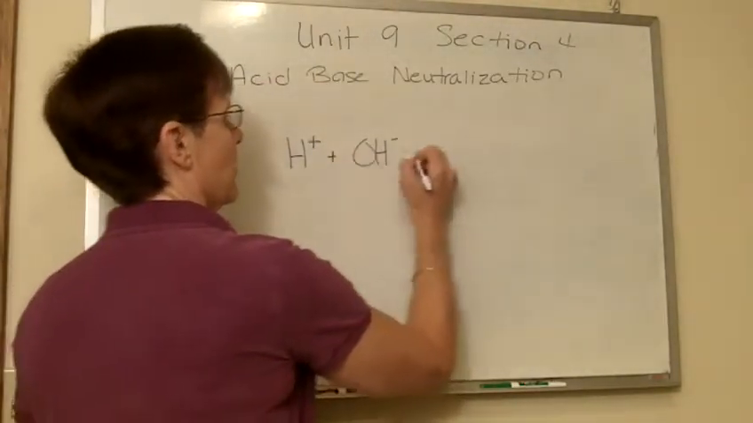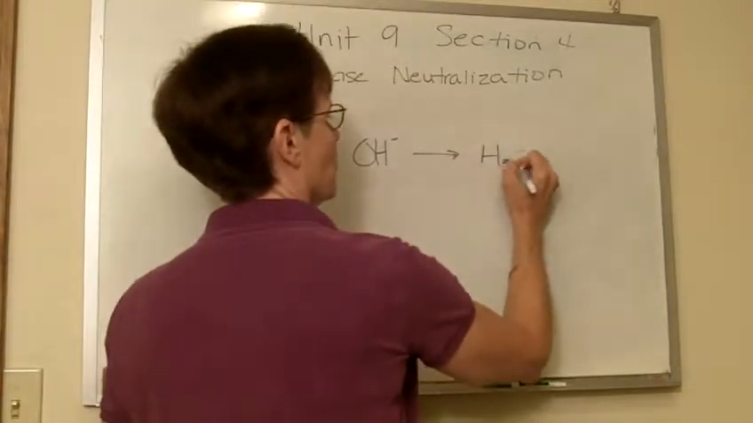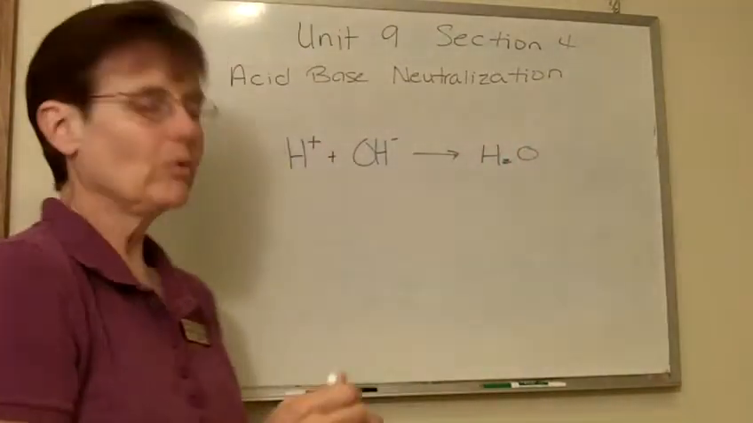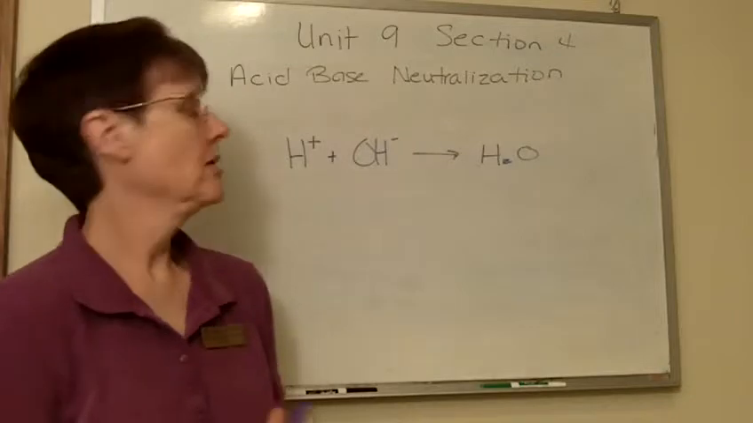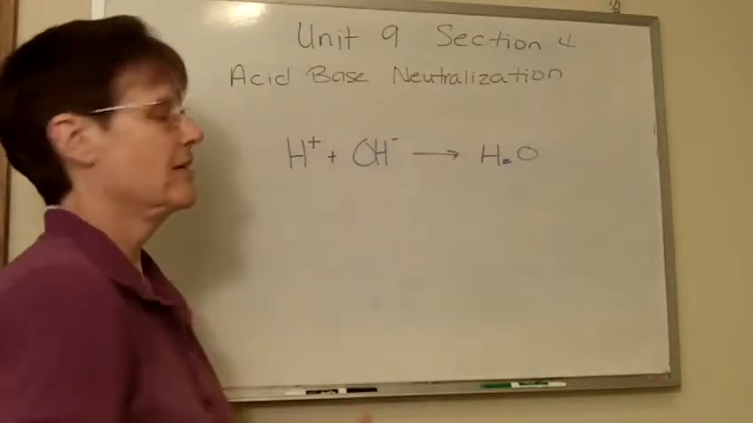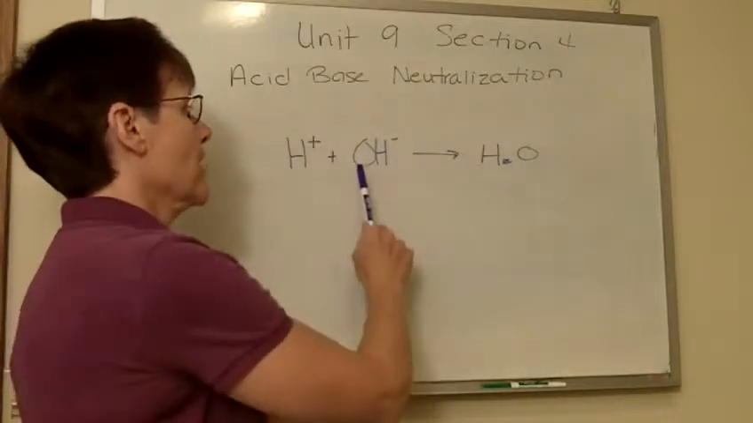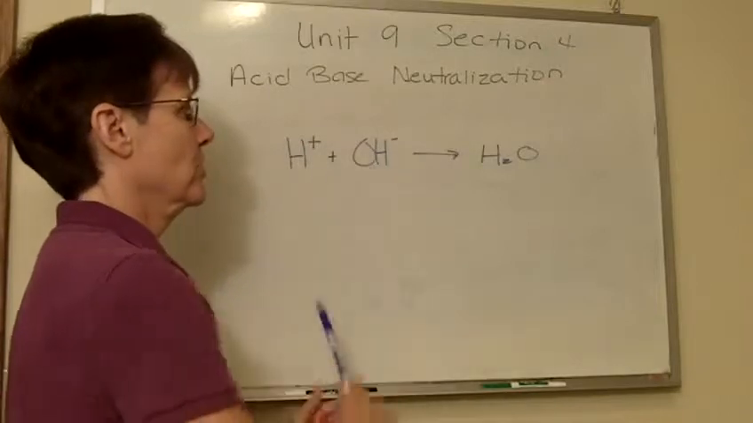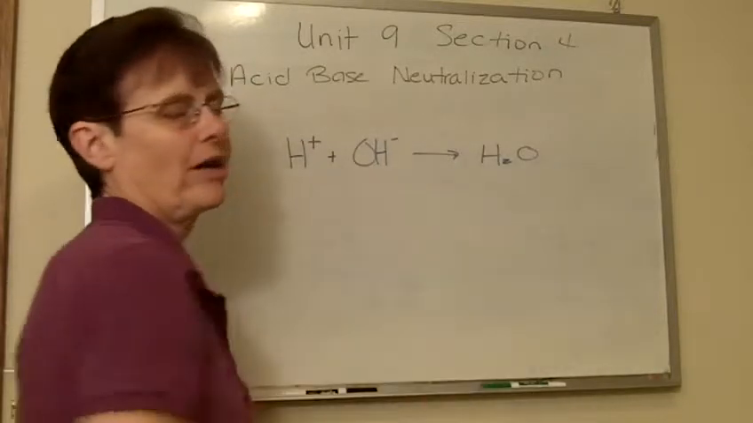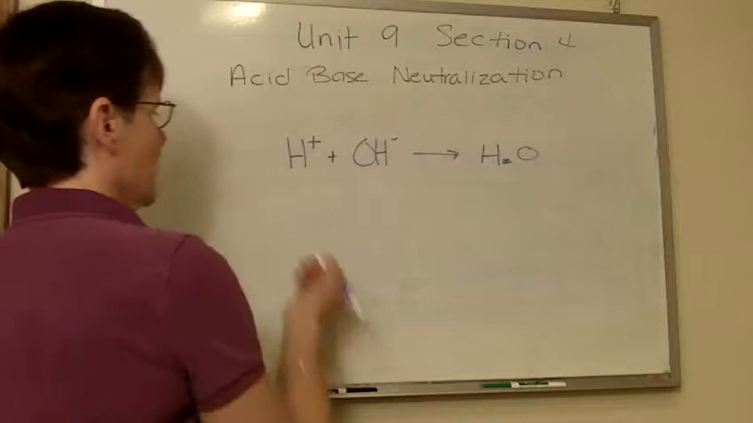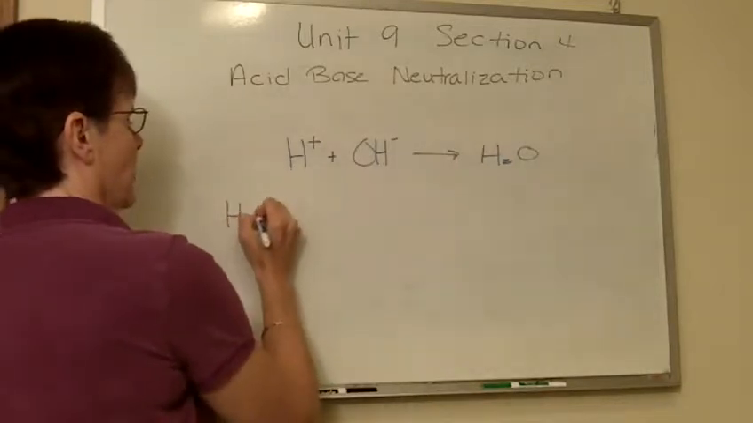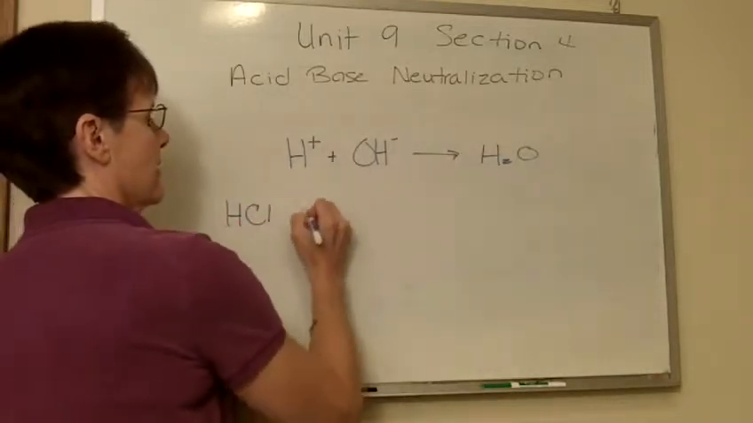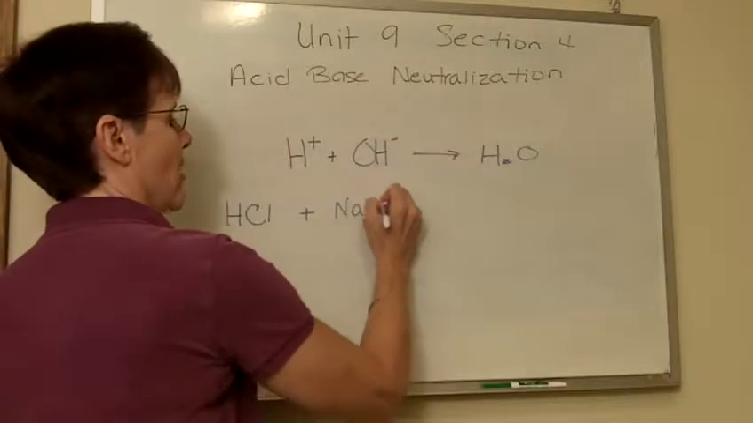So we have something that looks like this. Now that's not really the complete chemical reaction, because this hydrogen would have an anion associated with it, and this hydroxide would have a cation associated with it, and so there would be another product over here. So let's look at a really simple example where we have hydrochloric acid and sodium hydroxide.